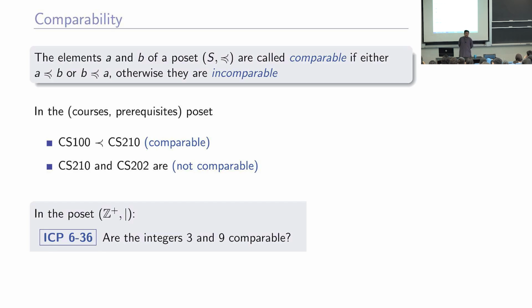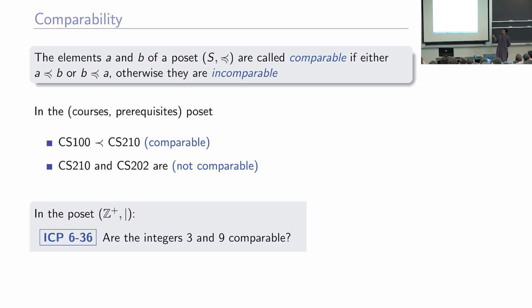Why are 3 and 9 comparable? Because 3 divides 9, that's why (3, 9) is in the relation, right? Are 9 and 3 comparable? Yes, 9 and 3 are comparable. Why? What does it say here?